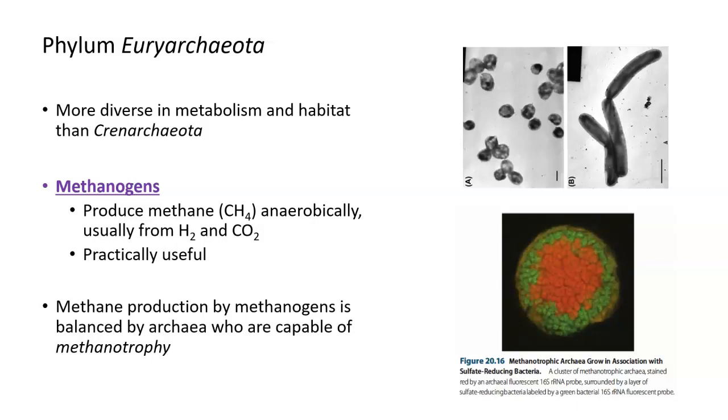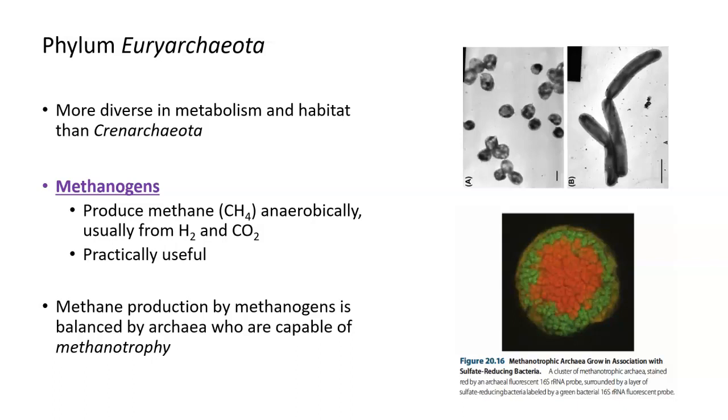But there are some members of domain Archaea, particularly in the phylum Euryarchaeota, that are more diverse in the metabolisms that they use. They don't depend just on sulfur, but can actually metabolize other things. And they're more diverse in where they can live. They don't have to live in these high temperatures or extremely acidic environments. So some members of the Euryarchaeota phylum are methanogens, which are archaea that are able to produce methane gas from hydrogen gas and carbon dioxide. They usually do this in an anaerobic manner, which means they don't require any oxygen to do it.